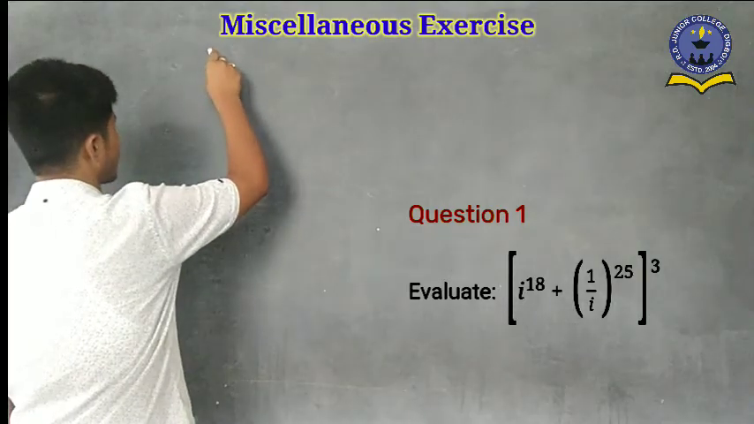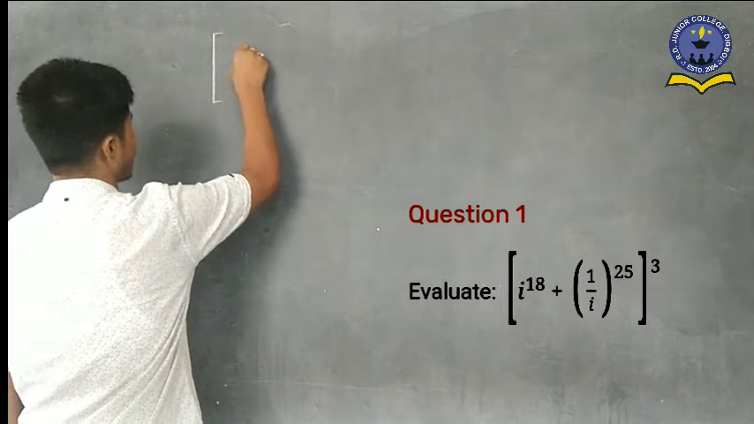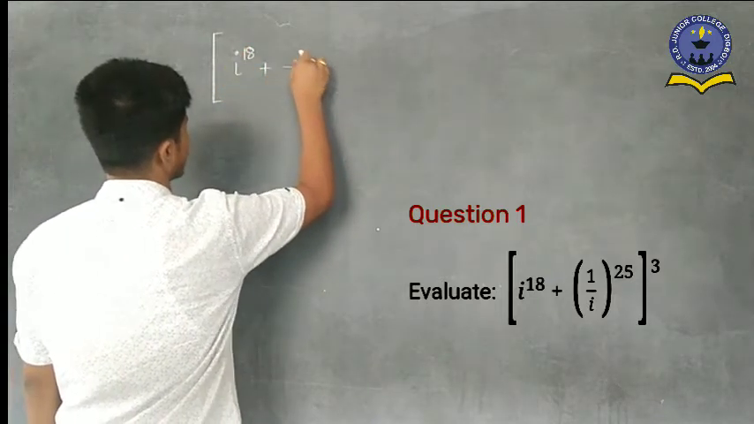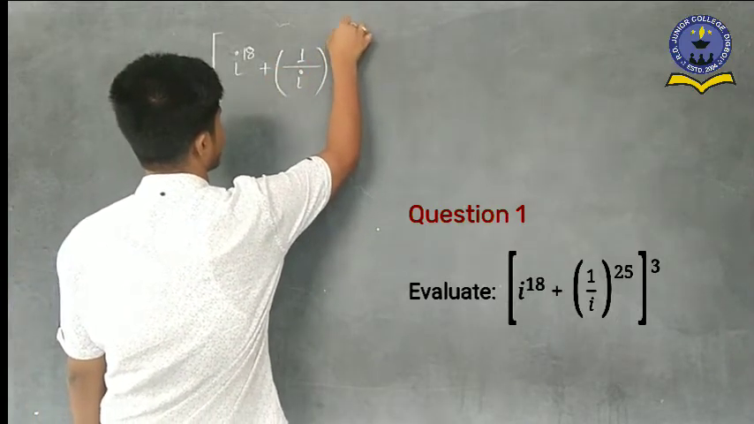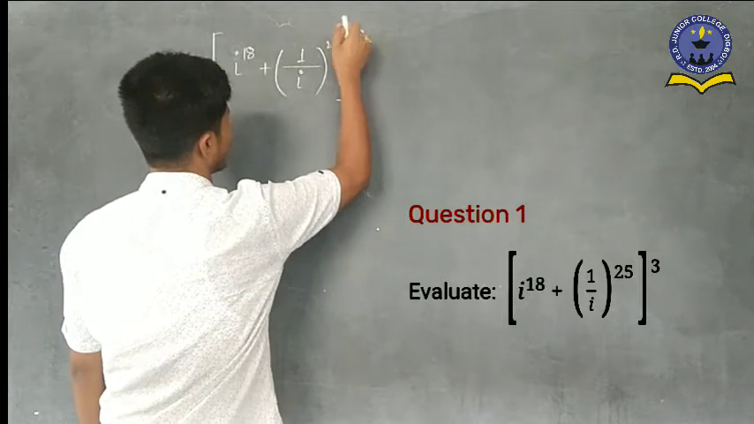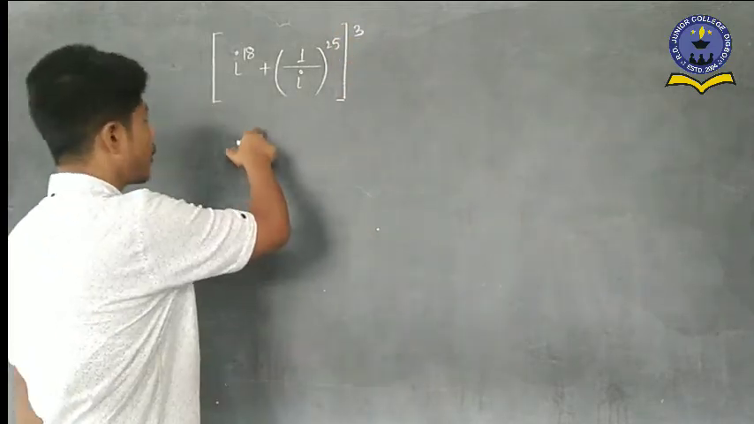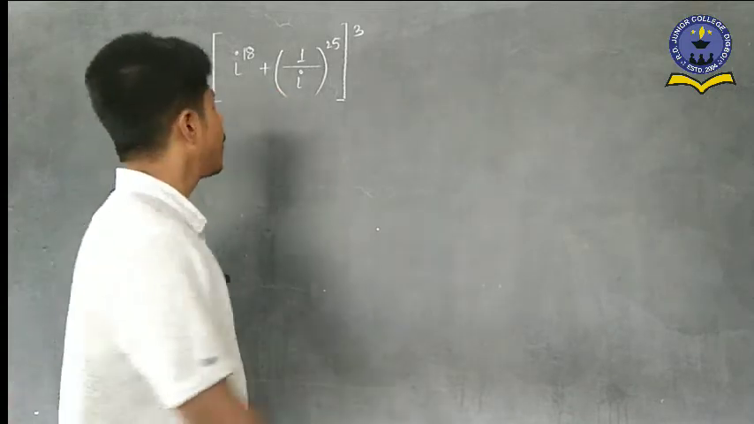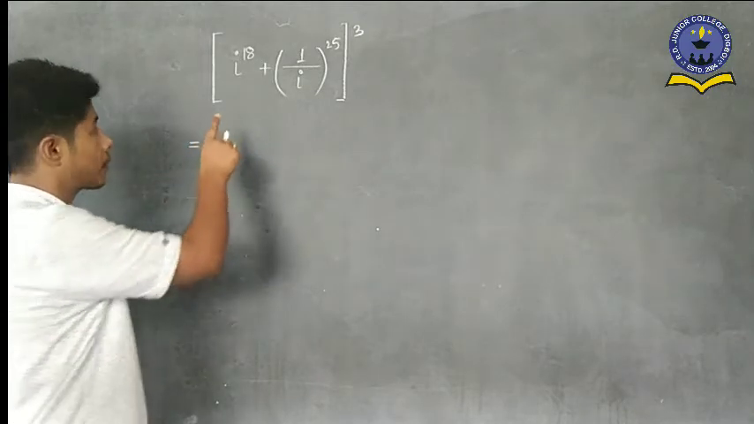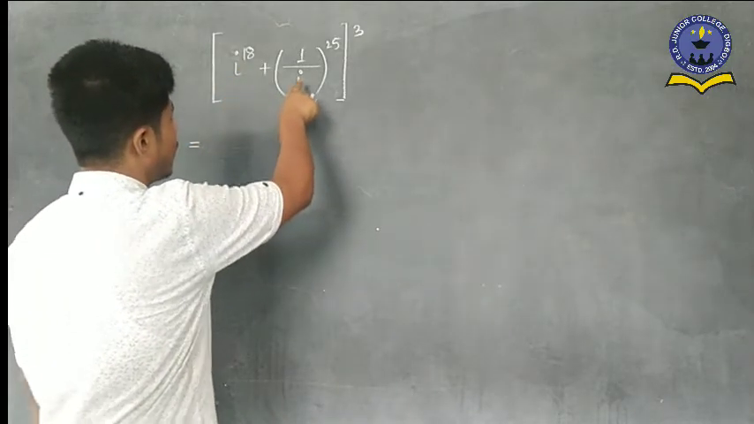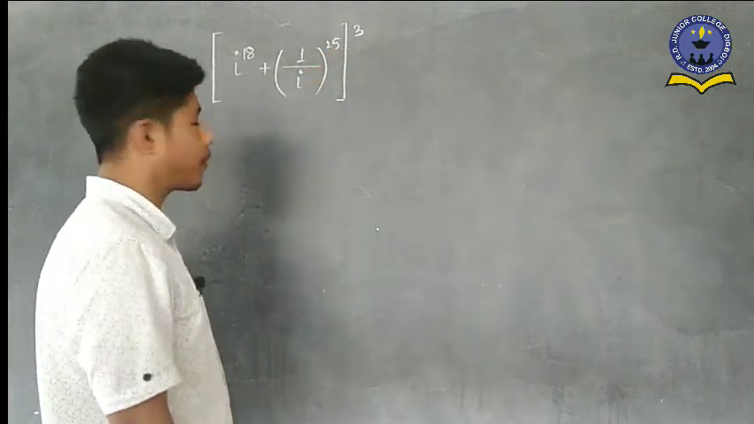The question is given in this way: i to the power 18 plus 1 by i to the power 25, the whole to the power 3. That is, i to the power 18 plus (1 by i to the power 25) cubed. First of all, we have i to the power 18, and then 1 by i to the power 25, so we can write i to the power 25 here, isn't it?